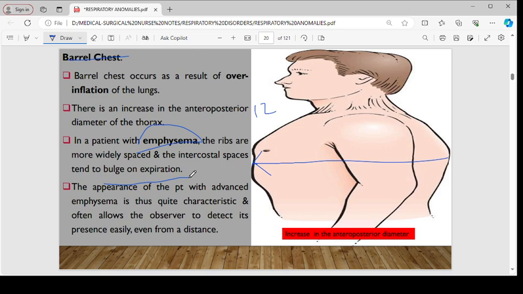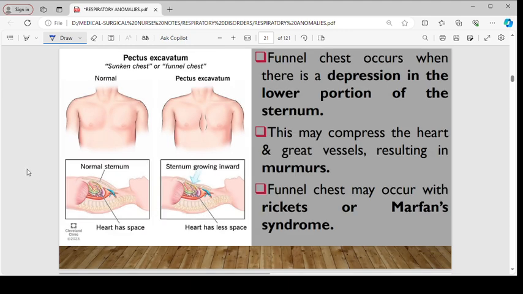So the appearance of the patient with advanced emphysema will thus be quite characteristic, and it often allows a nurse to detect the presence easily, even from a distance, because of the increase in anterior posterior diameter. The second abnormality is the pectus excavatum. It's also referred to as the sunken chest or the funnel chest.